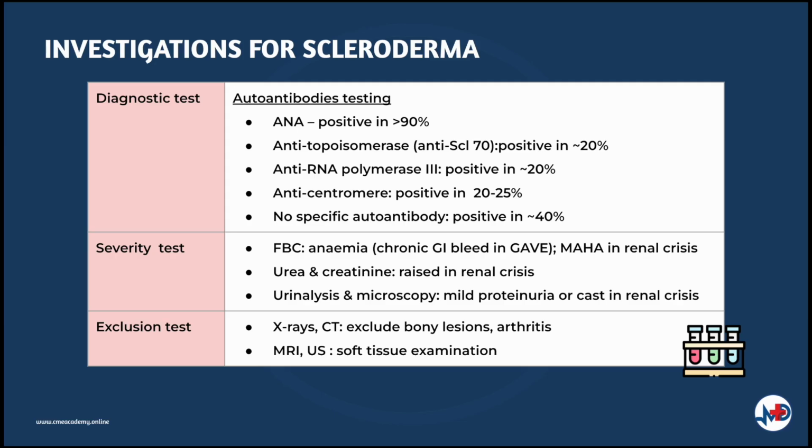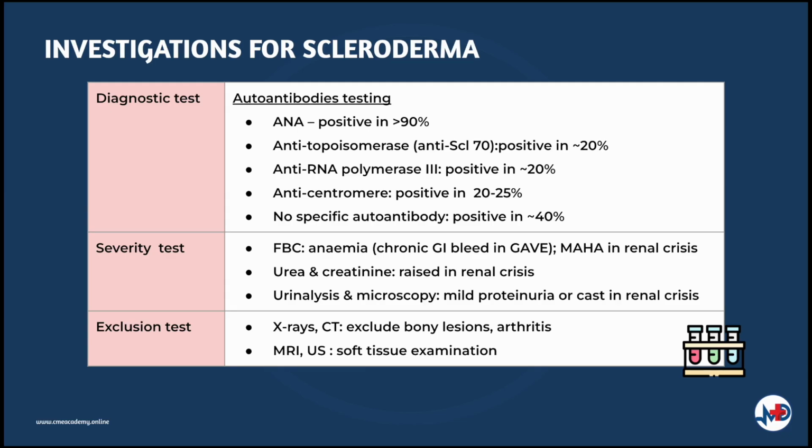Anti-centromere antibodies, which are present in about 20 to 25% of patients, are associated with limited skin involvement and have better prognosis. Investigations that can assess the severity of scleroderma include a full blood count, urea and creatinine, and urine analysis with microscopy. A full blood count may show anemia due to chronic GI bleed in GAVE or show a picture of microangiopathic hemolytic anemia in renal crisis.